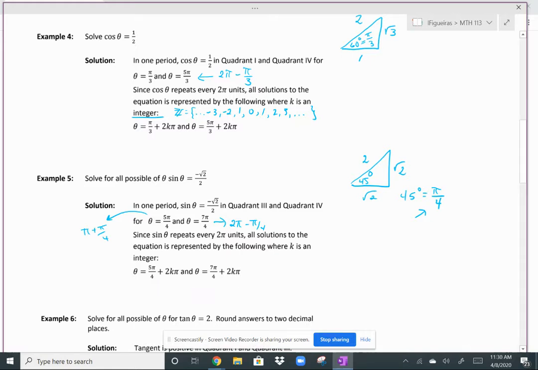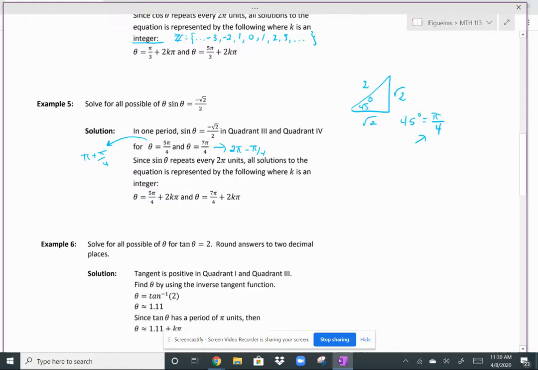So for every value of k, that means another rotation around the circle. When k is negative, that means you're going clockwise. When k is positive, that means you go counterclockwise around the unit circle.